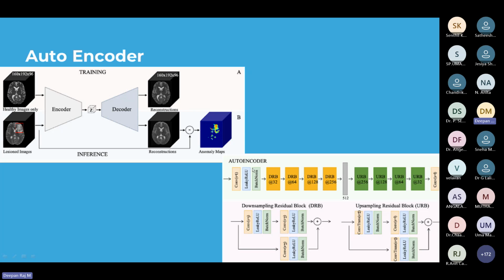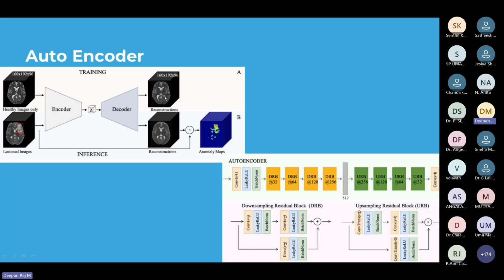So they were using, okay, never mind, just forget about these DRB blocks. Imagine these are like some convolution layers. The main idea is to not use this kind of DRB blocks or anything. You just use an autoencoder. You apply it only onto the healthy images. The autoencoder will look at these healthy images and reconstruct them into a high resolution image or something like that.